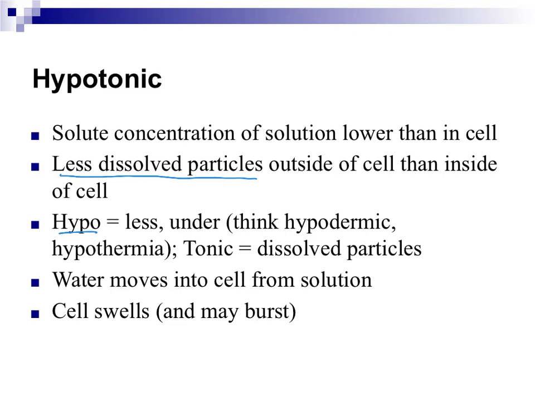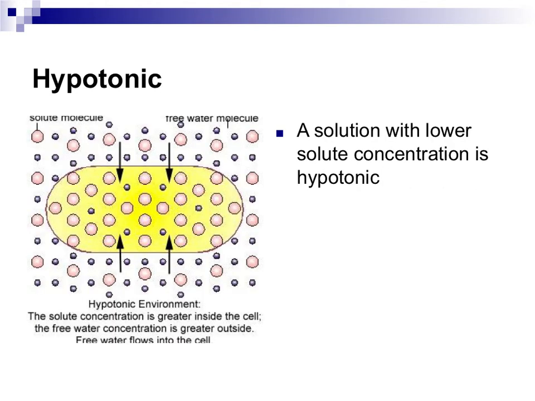When a cell is sitting in a hypotonic solution, water moves into the cell and it can cause the cell to swell, and if it swells too much, it might burst and it can kill the cell. So in this diagram, you can see the hypotonic solution causes water to rush into the cell because there is less dissolved solute outside of the cell than there is inside of the cell, so the water wants to rush into the cell to dilute it.